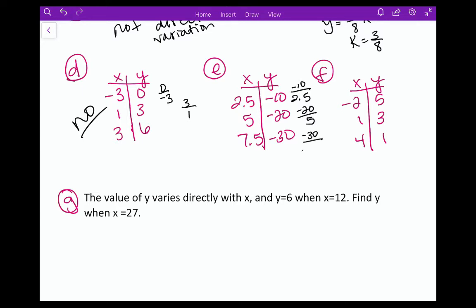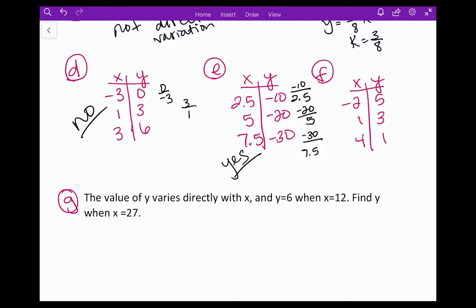What about negative 30 over 7.5? So think about the first one, negative 10 over 2.5. If I multiply both of those by 3, 10 times 3 is 30. 2.5 times 3 is 7.5. So this is direct variation because the ratio of y over x is the same every time.